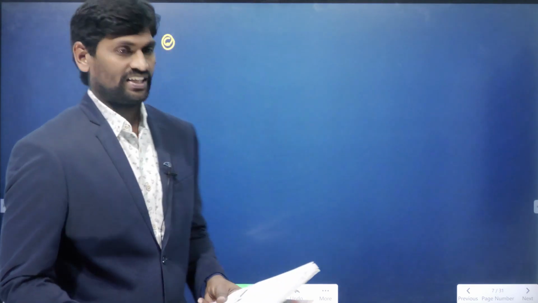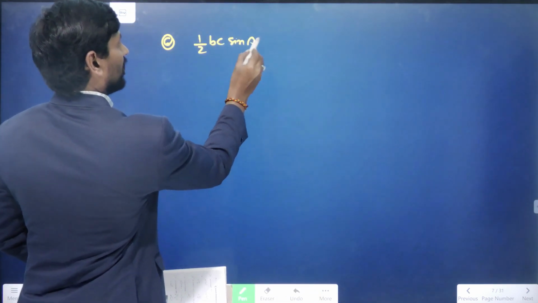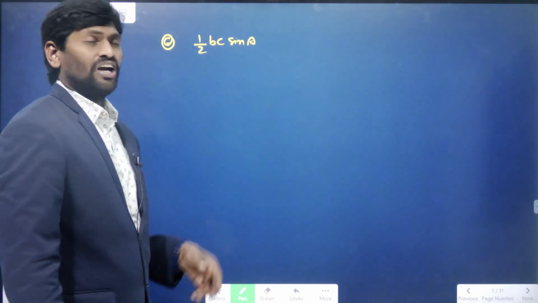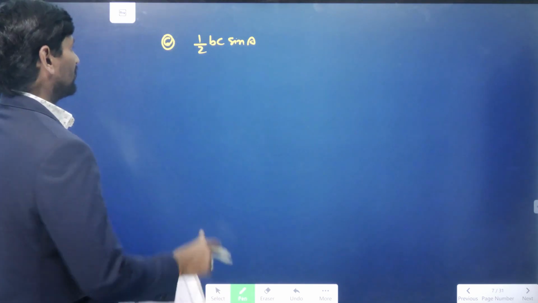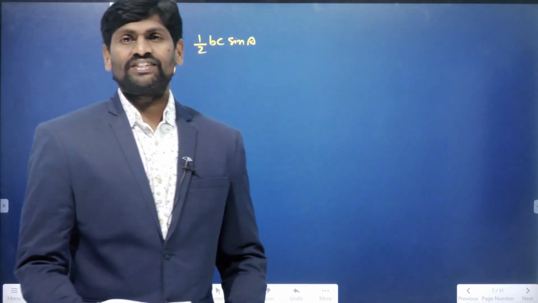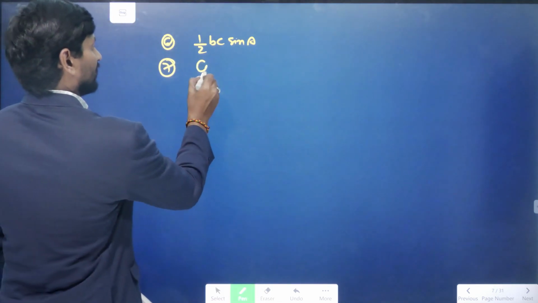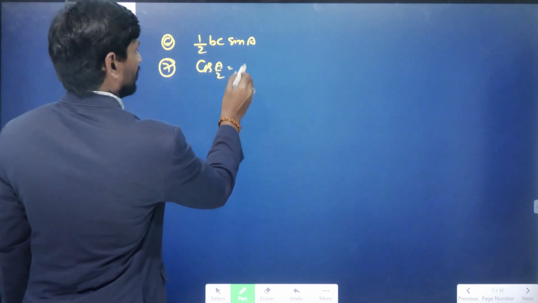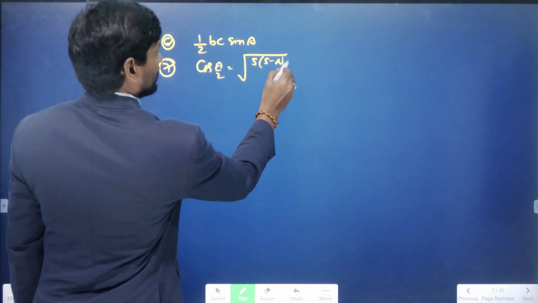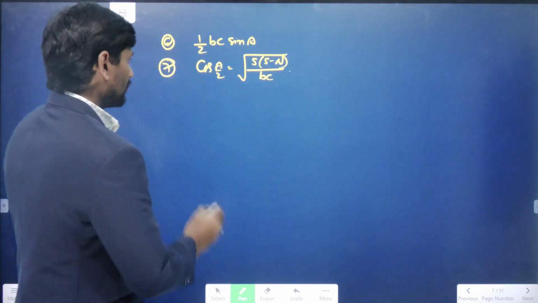Problem number 6, given the area of triangle ABC, direct formula you can choose half BC sin A. First option, half BC sin A we can write, or half AB sin C, or half CA sin B, anything we can write. So area of a triangle, just now we discussed how it came. Problem number 7, root over S into S minus A by BC is the formula for cos A by 2. Second one is the formula for cos A by 2. What is the formula? Root over S into S minus A by BC. Okay? So let us go to the exercise 1 problem.